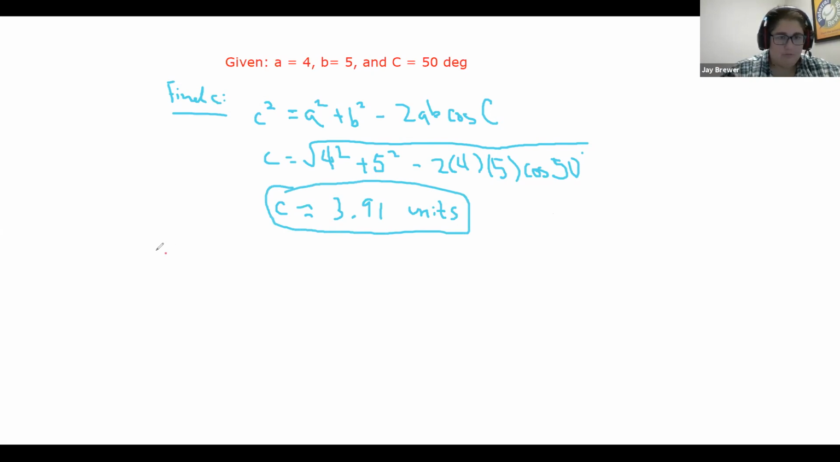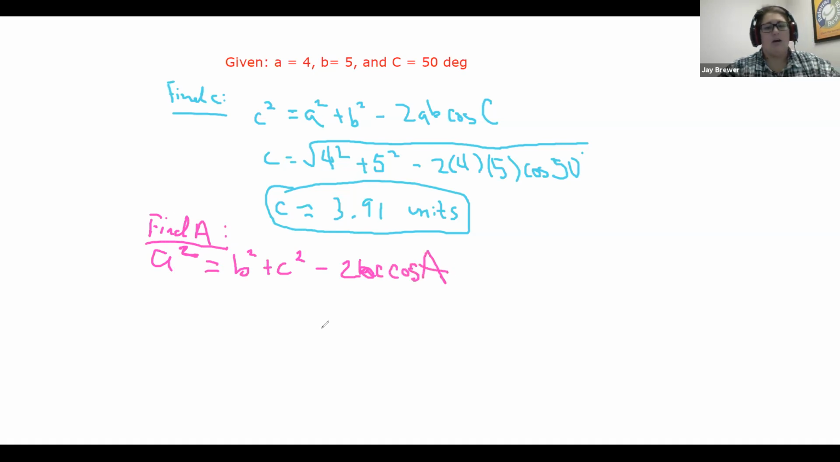Okay, so we're going to start out with the law of cosines that deals with big A. So we start out with a squared equals b squared plus c squared minus bc cosine big A. All right. Now A is what we're looking for, so that means we actually have to go through and do a little bit of algebra manipulation.